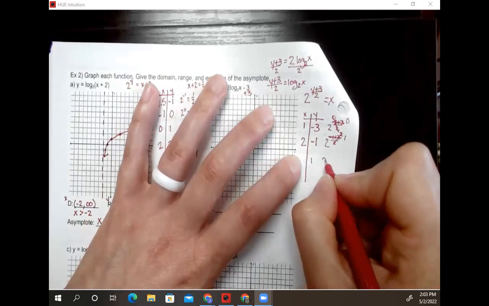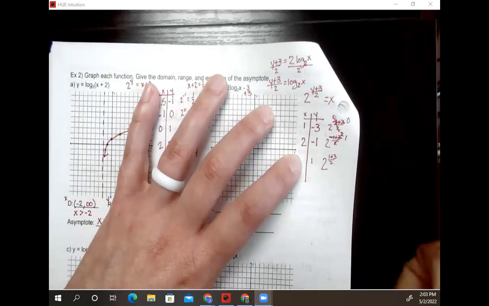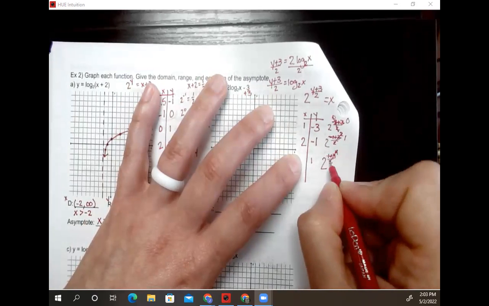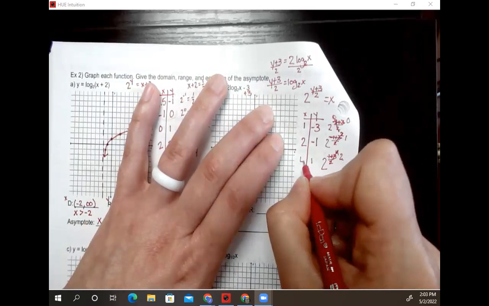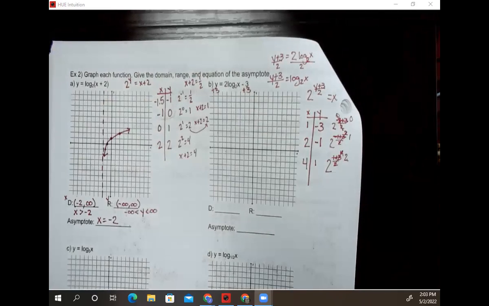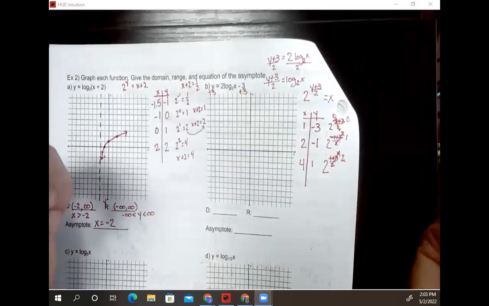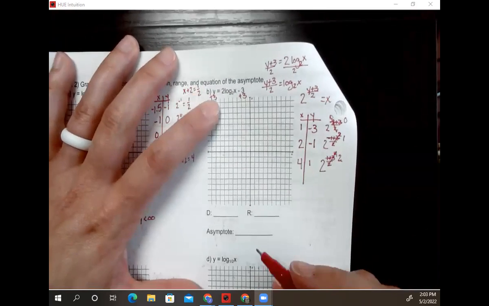And then 1. This would be 2 to the (1 plus 3) over 2. I know this is a lot. 1 plus 3 is 4. 4 divided by 2 is 2. So I get 2 to the second power. 2 squared is 4. Okay. This could have been a lot worse if I had picked anything for y. You can pick anything for y, but if you're selective, this gives you a little bit nicer numbers to graph.